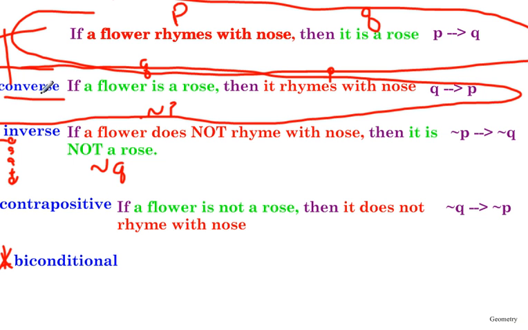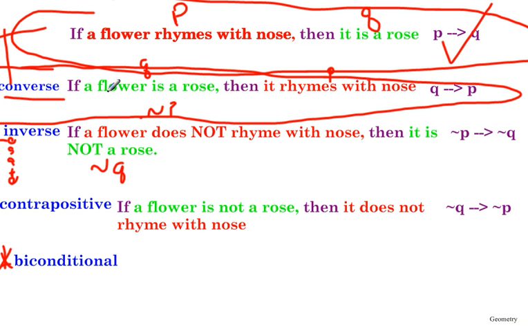Alright, so let's look to see if these are both true. If a flower rhymes with nose, then it is a rose. That's true unless you can think of a flower that rhymes with nose that isn't a rose. But I think any flower that rhymes with nose has got to be a rose. So that's true. Good there.